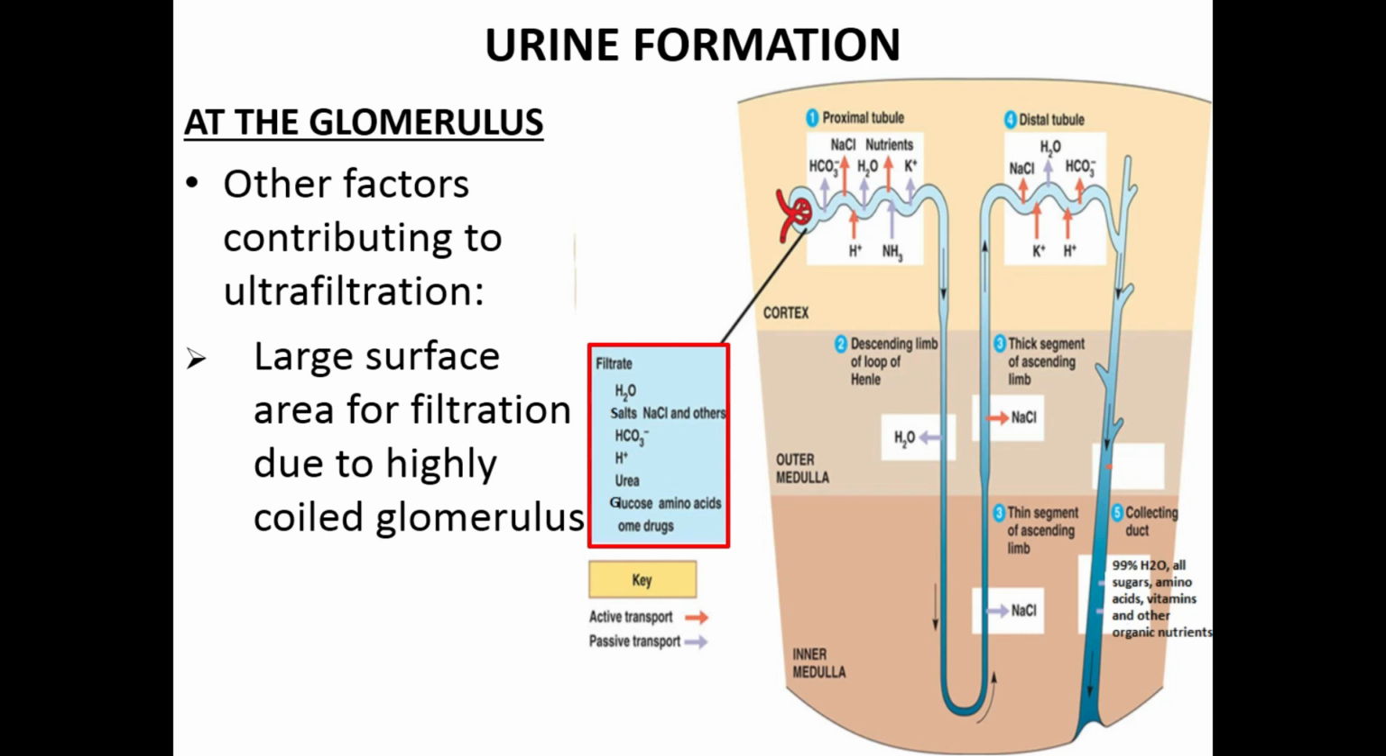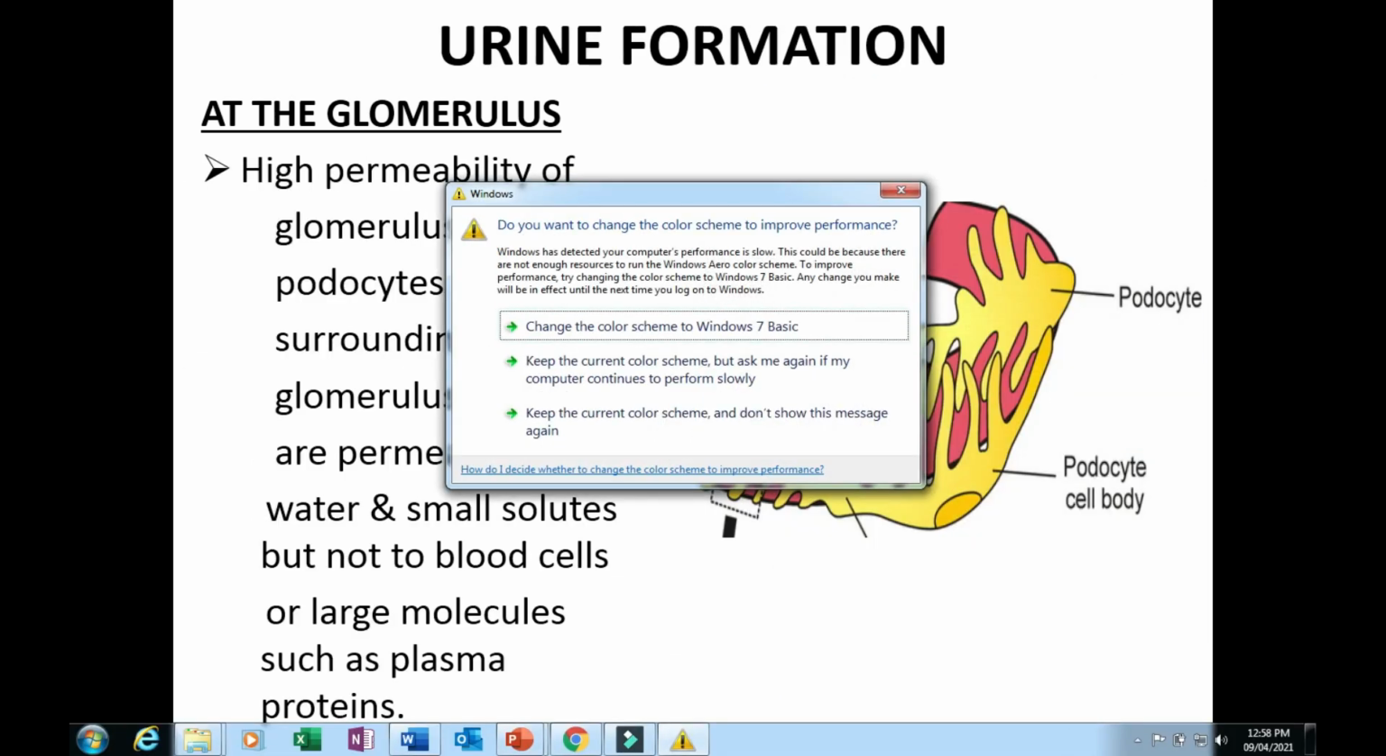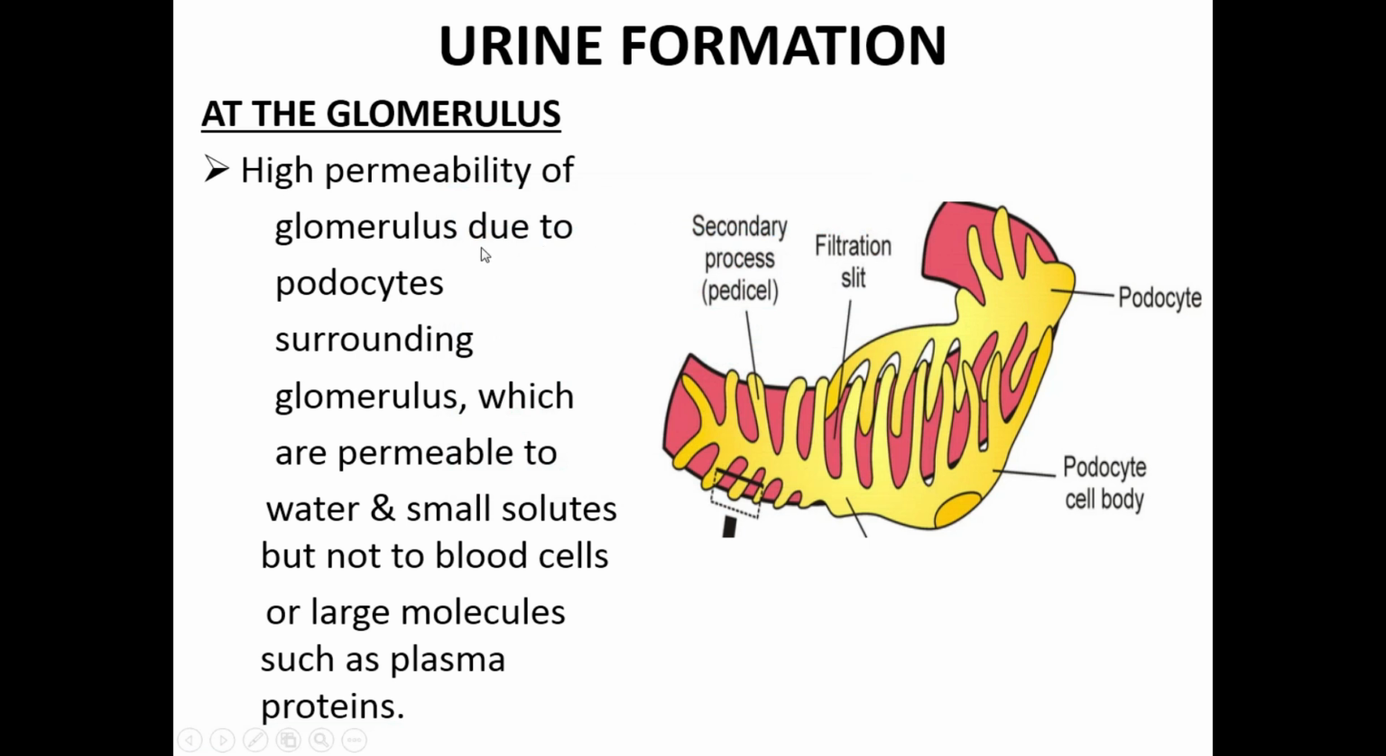Dan yang ketiga, faktor ketiga ialah dia ada satu struktur kita panggil sebagai podocyte. This podocyte ini dia akan surround the glomerulus dan dia permeable kepada water and small solute but not to blood cells or large molecules such as plasma protein.